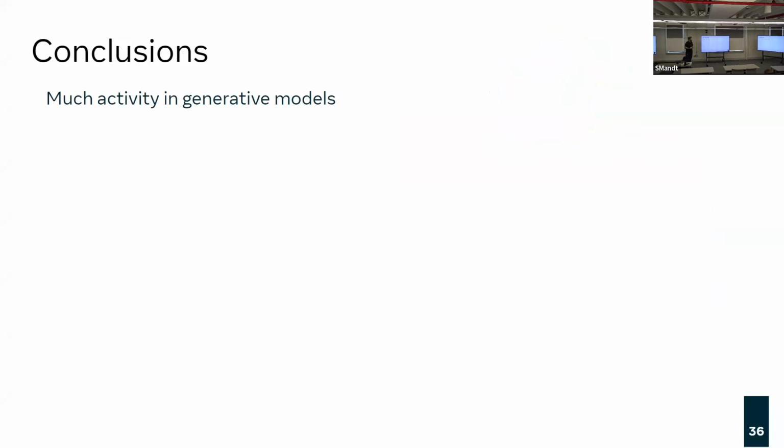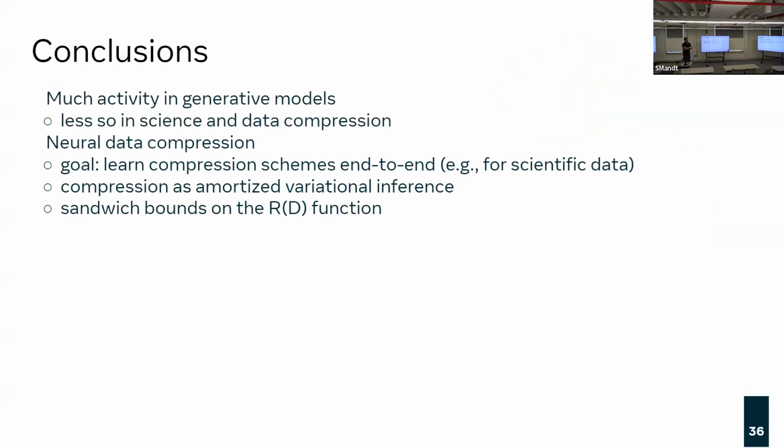To conclude, there's been a lot of activity in generative models, but less so in science than in other fields that are more technologically relevant. At the same time, there's this interesting field of neural data compression, which might potentially revolutionize how we compress data moving into the future, although there are lots of problems associated with that I didn't really have time to talk about. Now, the goal of neural compression is to learn compression schemes in an end-to-end fashion. This could be very interesting for scientific data, for example, right? This is something I'd love to chat more about with this audience.